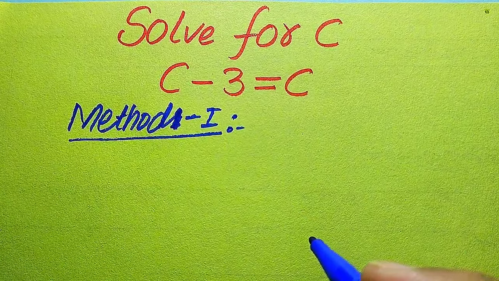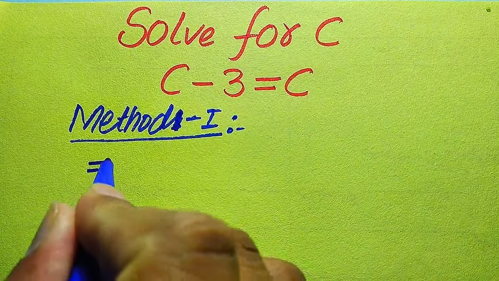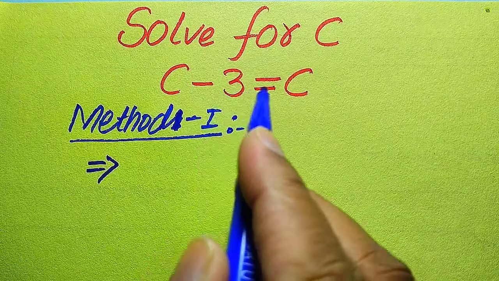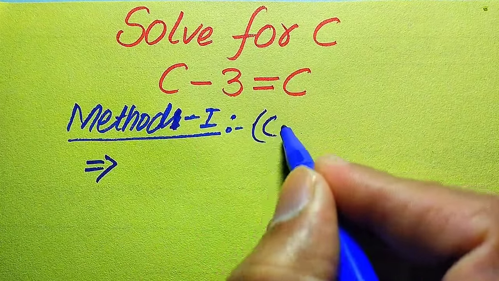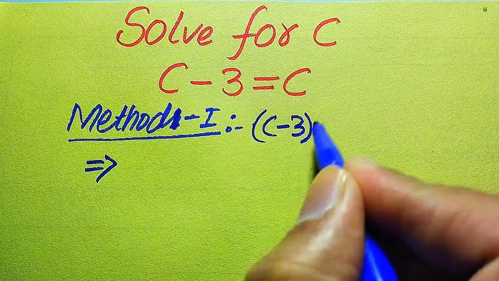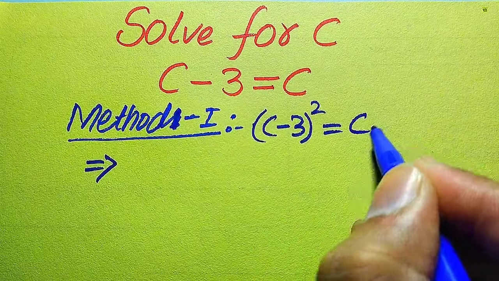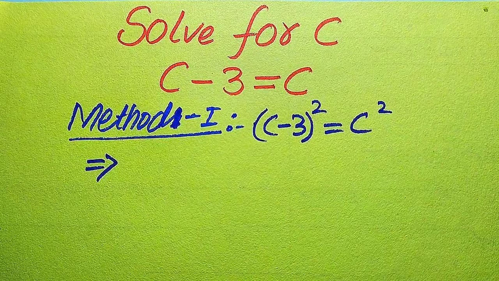And now we move towards our first method, and in the first method we need to take squaring on both of the sides of this equation. When we apply squaring on both of the sides, it will be written as c minus 3 whole square is equal to c square.